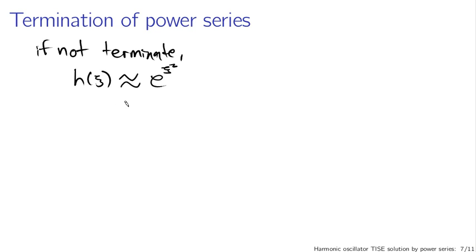This is a problem, because our wave function psi was defined to be h times e to the minus c squared over 2. If h now is e to the c squared, what we'll end up with is e to the c squared over 2. Those large order terms in the power series will behave like e to the c squared over 2. And if our power series doesn't terminate, we will have a lot of these terms. So if our wave function is going to behave like e to the c squared over 2, that was a problem.